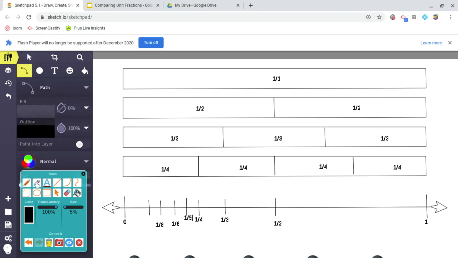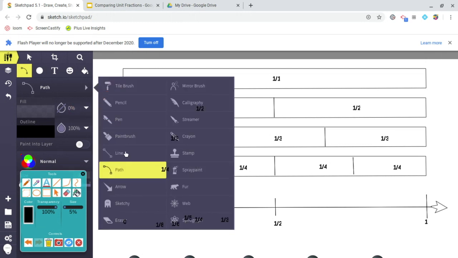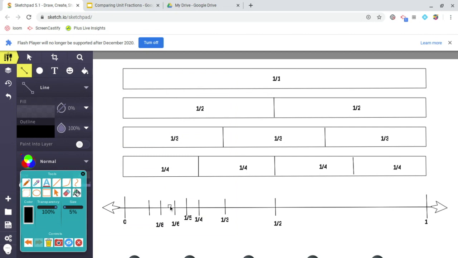Okay, and then 1/7, well, can we take a guess? You're right, it would show up in between 6 and 8. And these would progressively get closer and closer to each other because they are getting smaller and smaller.